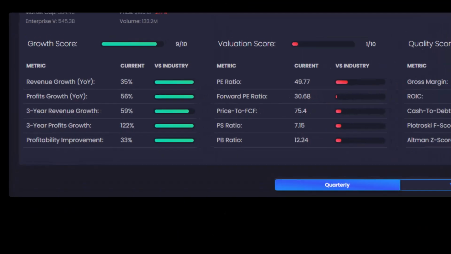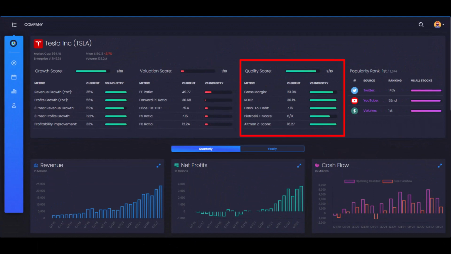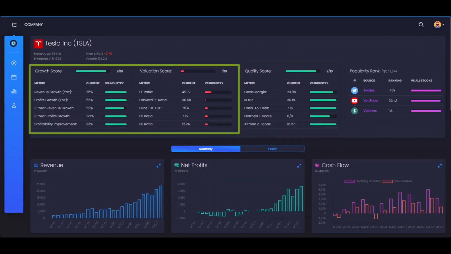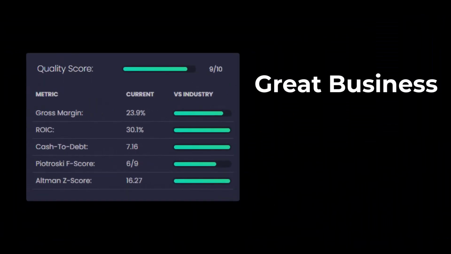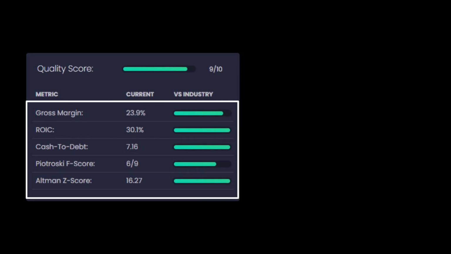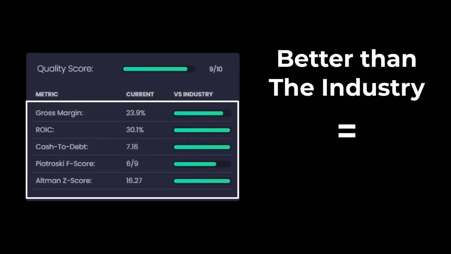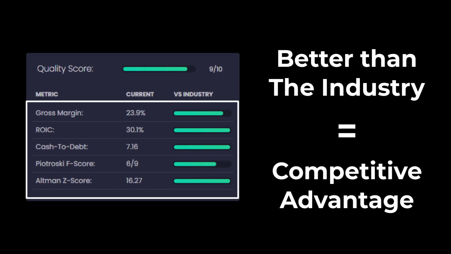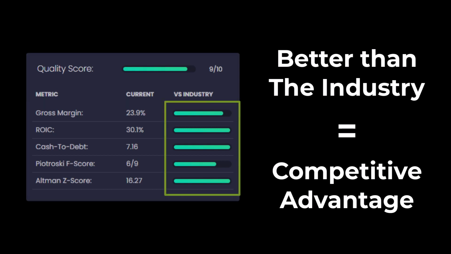Okay, so the third part of the dashboard is the quality section. Why do we have this section? Well, we want to make sure that the business growth and valuations stay the same or improve, right? And the simplest way to do this is by investing in a great business. And that's what the quality section is. All of these metrics doing better than the industry average strongly indicates that this company has a competitive advantage. We want this section to be as green as possible.